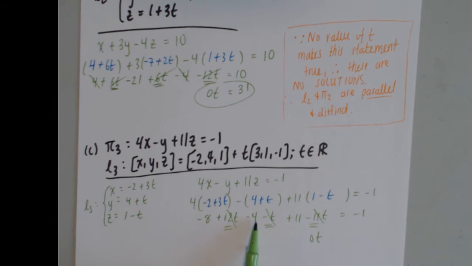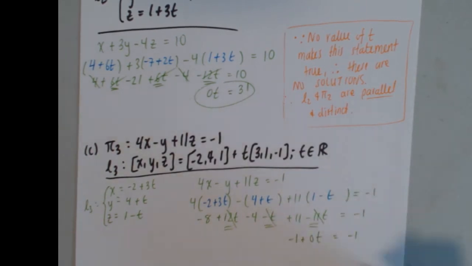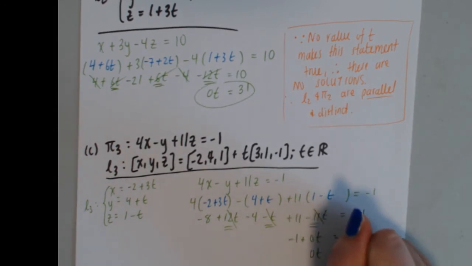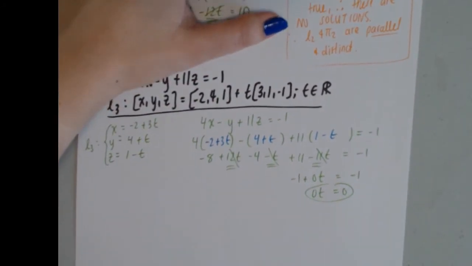-8 minus 4, that's -12. -12 plus 11, that's -1. So I have -1 plus 0t equals -1. Bring this -1 on the left to the right, so it becomes -1 plus 1, which is 0. Interesting, so we end up with 0t equals 0.